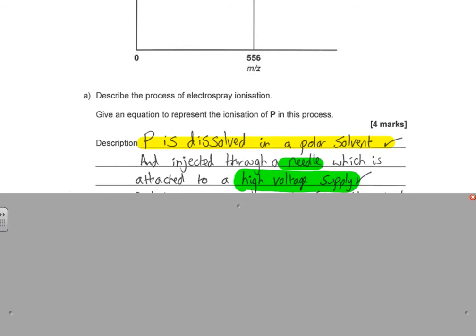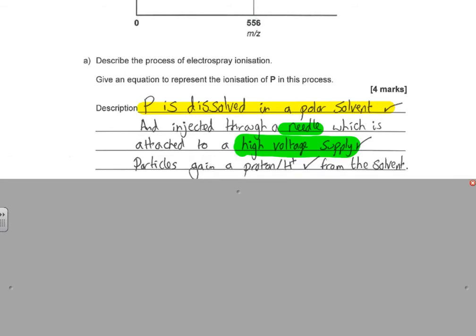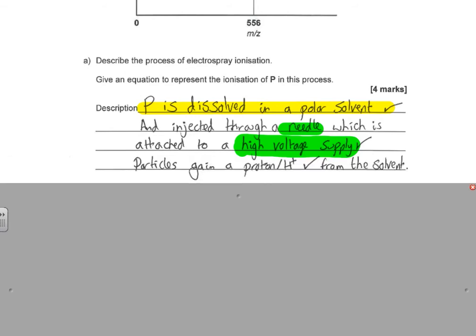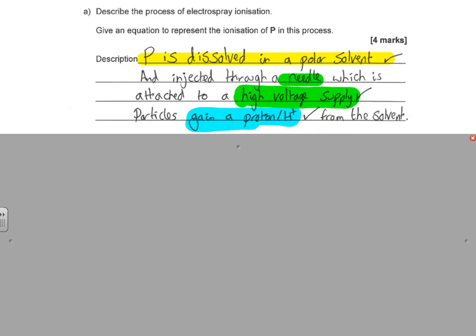So again, you can see a green highlight there covering the key points that you would need to include as part of your description for the second mark. The final mark of course is that particles of P are going to gain a proton, or they're going to gain H+, and that's how they form a positive ion. That H+ would come from the solvent, but the mark scheme really is about key detail, and it's the gaining of the H+ that is the bit that you really need to include.